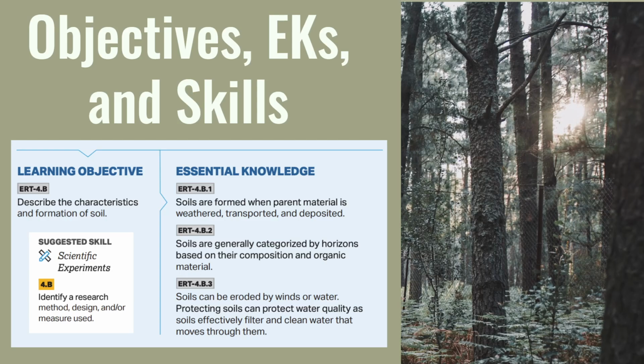It is important to know that soils are formed when parent material, which is the rock underlying soil, is weathered or broken down and then transported and deposited. We also have to know that soils are categorized by different horizons or layers. We will talk about the characteristics of those layers. We also need to know that soil can be eroded by winds or water. We will also talk about how soil is degraded or what can happen to lower its ability to grow plants. Our suggested science skill for the day is to identify a research method, design, or measure to be used to conduct an experiment. We will talk about that at the end of this video.